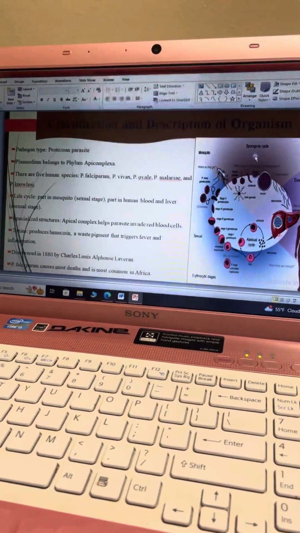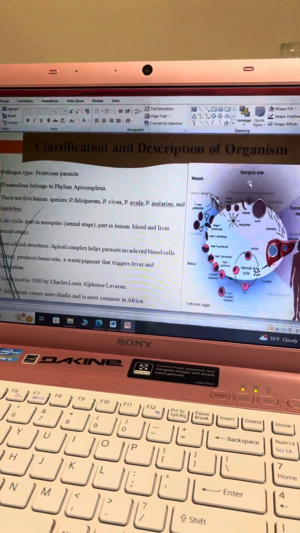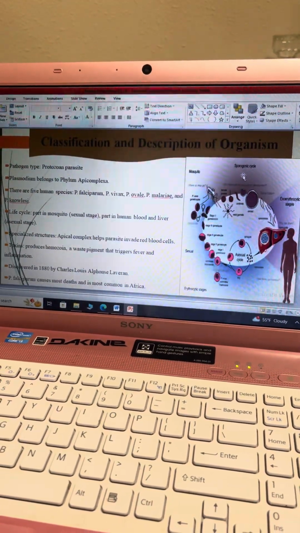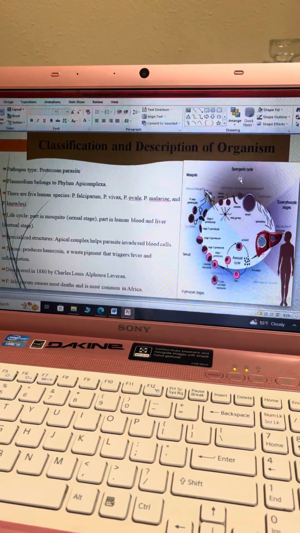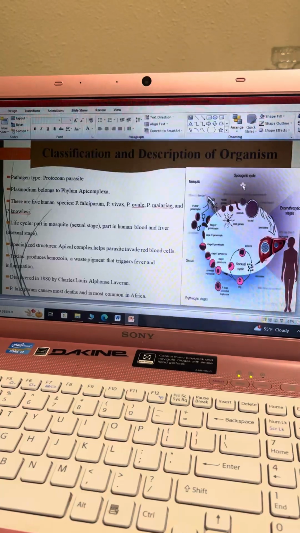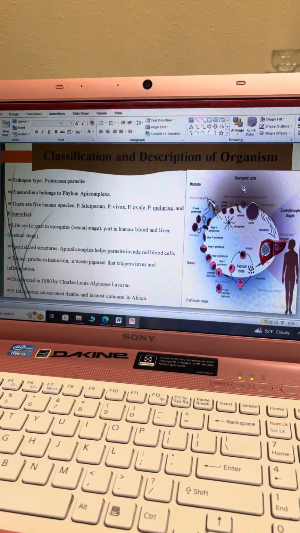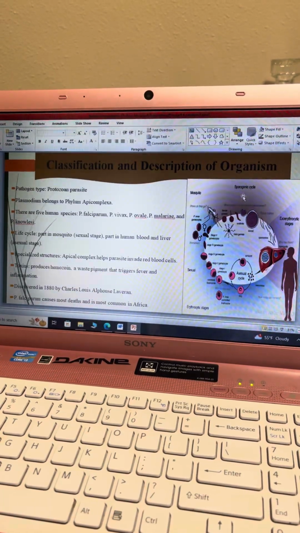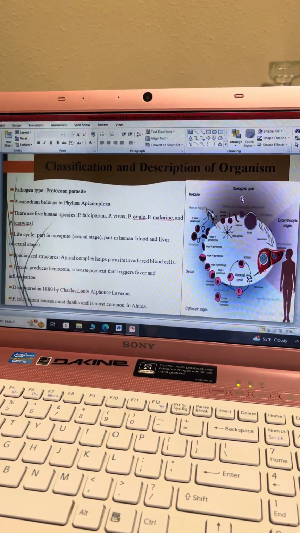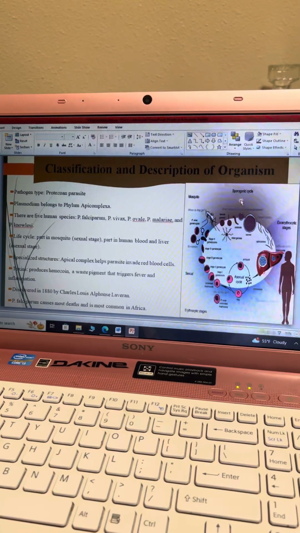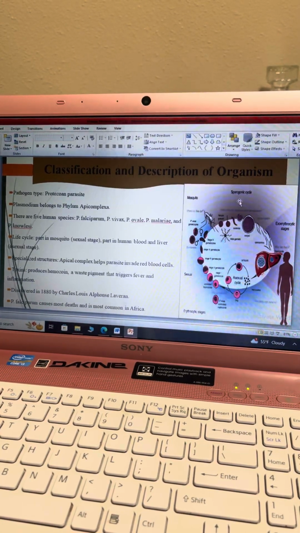The classification and description of the organism. The pathogen type is a protozoan parasite. Plasmodium belongs to phylum Apicomplexa. There are 5 human species. This includes P. falciparum, P. vivax, P. ovale, P. malariae, and P. knowlesi.